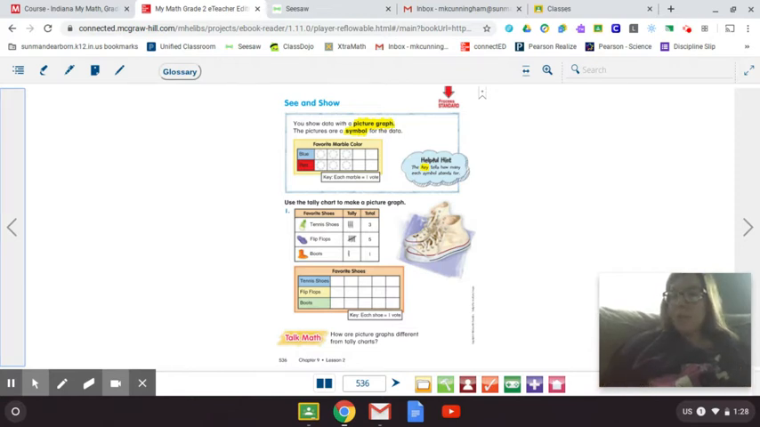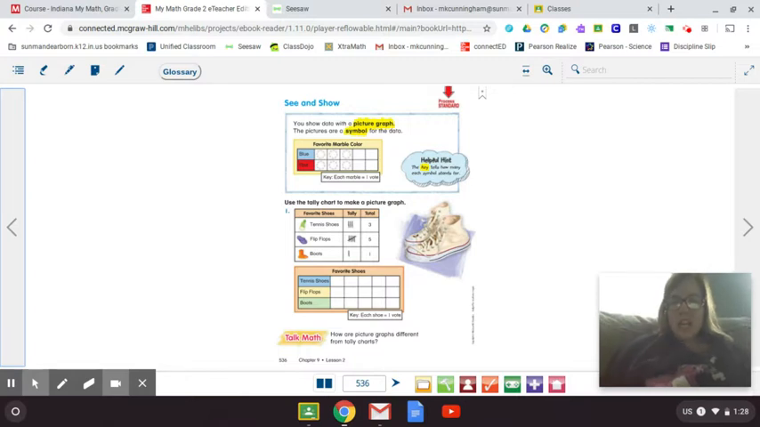Today, we're going to be talking about picture graphs, okay? We did picture graphs with the weather graphing also, okay? So this shouldn't be brand new, but I'm going to teach you guys kind of how we're going to do it today. So it says you can show data with a picture graph. The pictures are a symbol for the data.